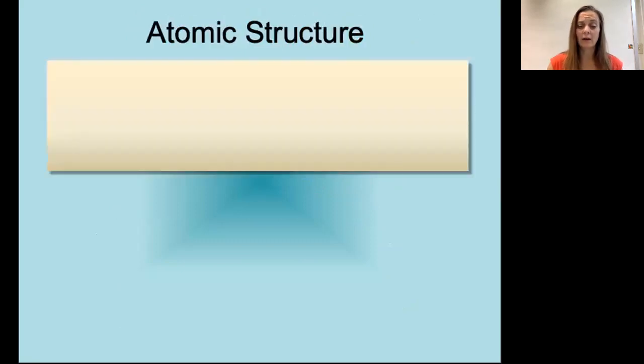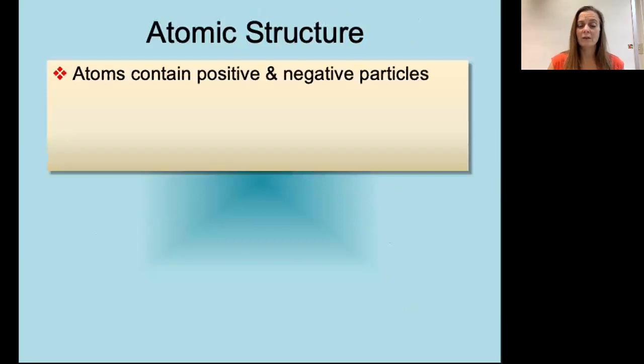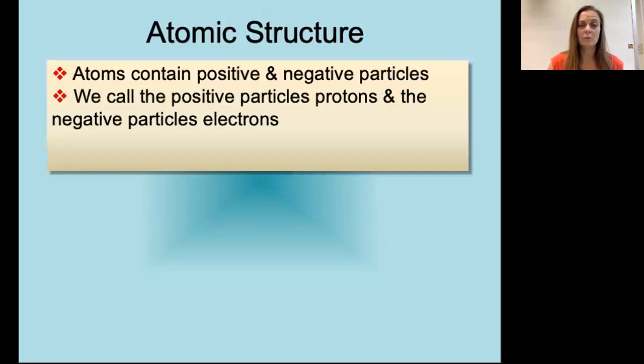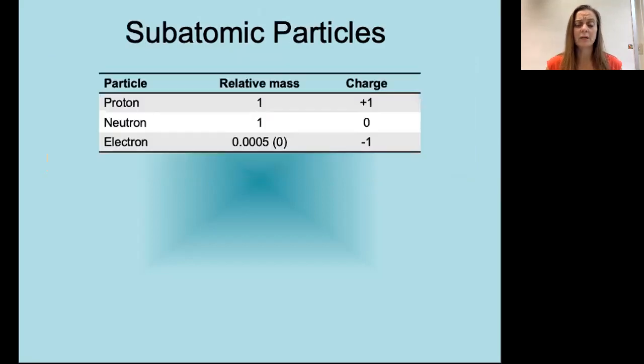So inside our atom, we have positive and negative particles, and we call those positive particles protons, and the negative particles electrons. We also have a third kind of particle that is uncharged, and we call that a neutron. So these three subatomic particles make up our atoms. Subatomic meaning below the atomic level. So the mass of a proton is about 1 atomic mass unit, and it has a +1 charge.